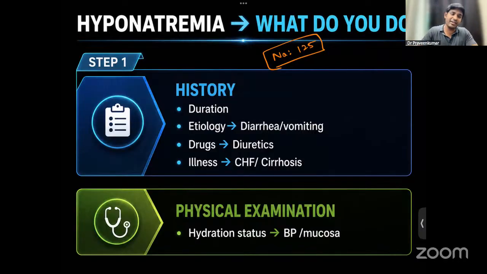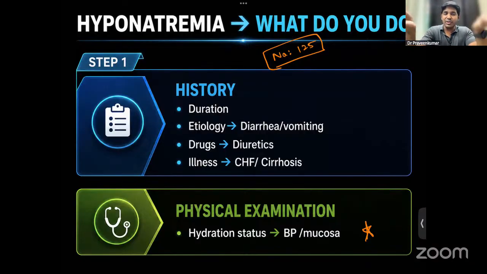All these conditions can cause hyponatremia. So all these things should be taken care of first. And the most useful test which we should do in physical examination is to assess hydration status, because everything is based on this one particular thing.